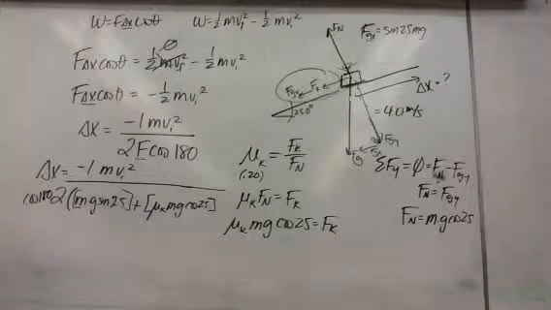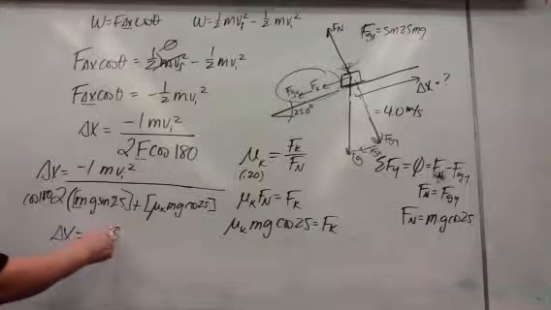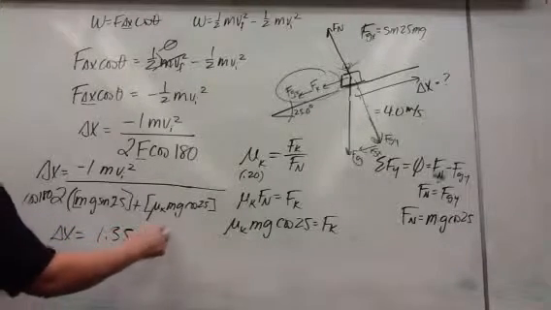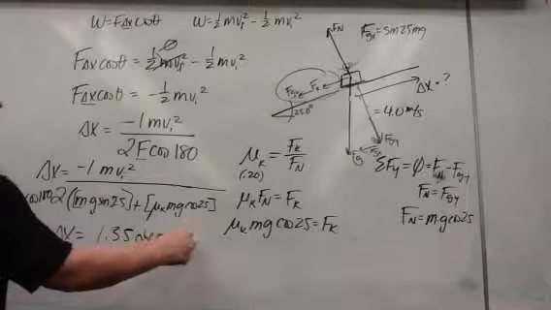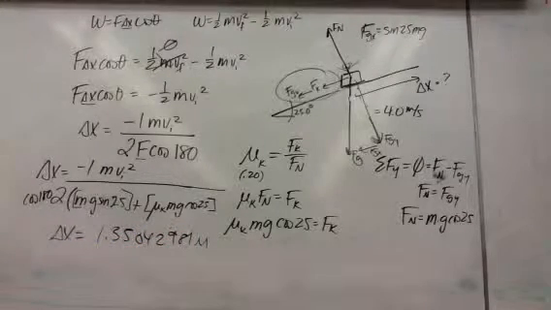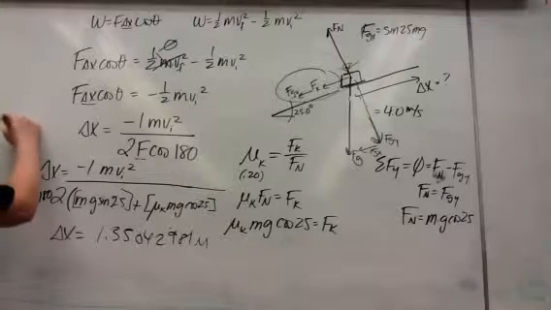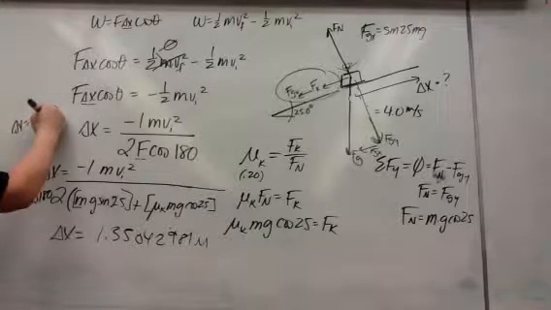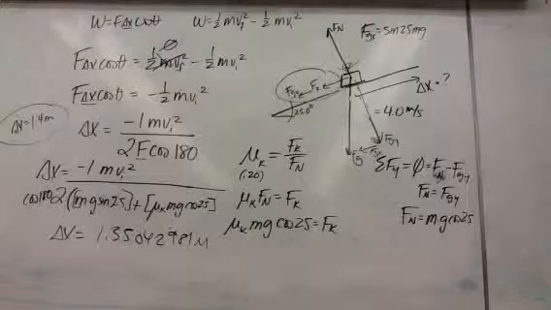If you plug this all in, you get a delta x raw answer of 1.35042981 meters. And so with sig figs, delta x equals 1.4 meters. So the monkey doesn't go very far.